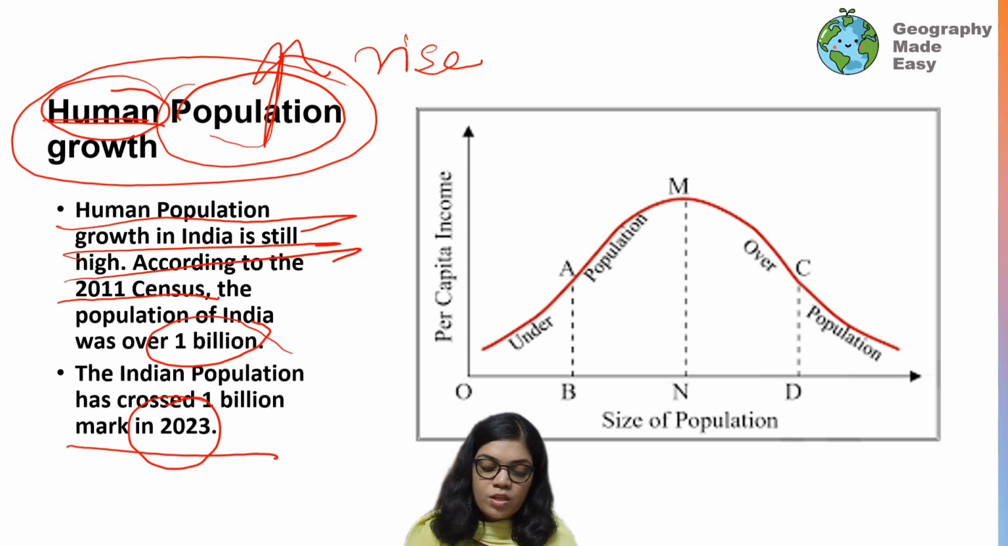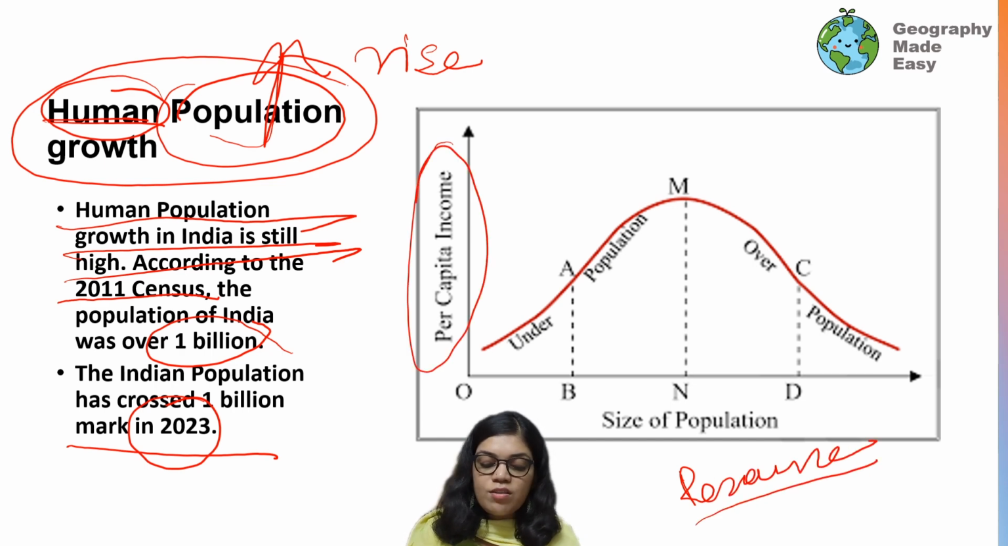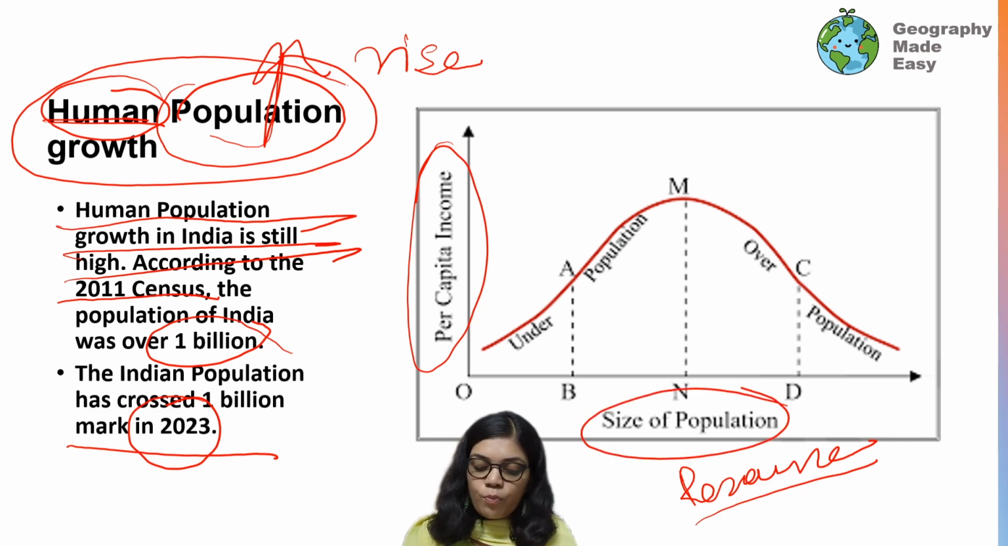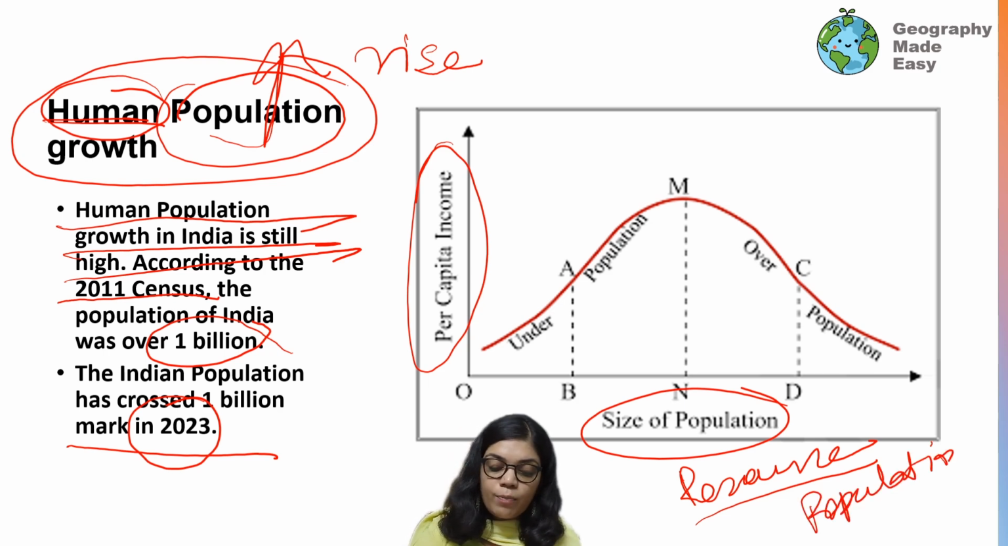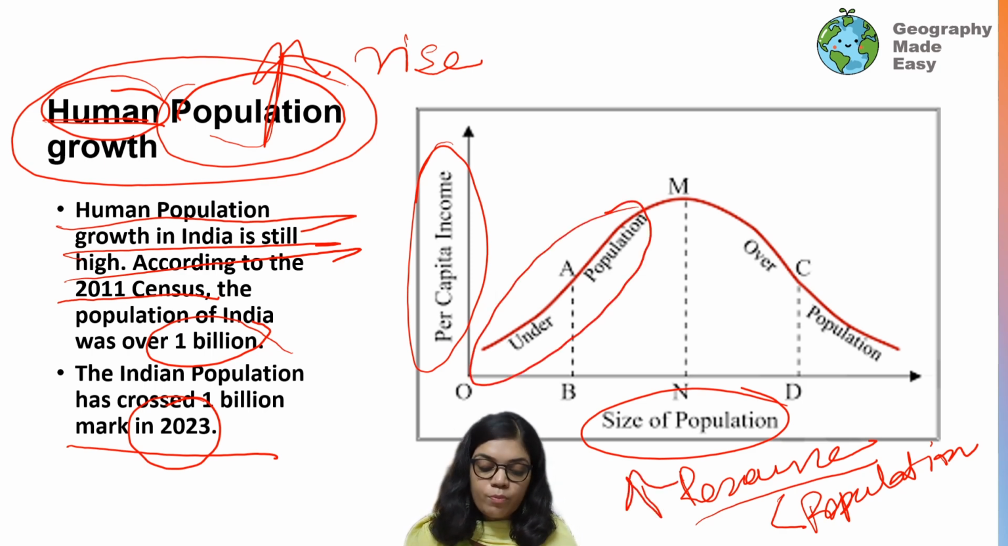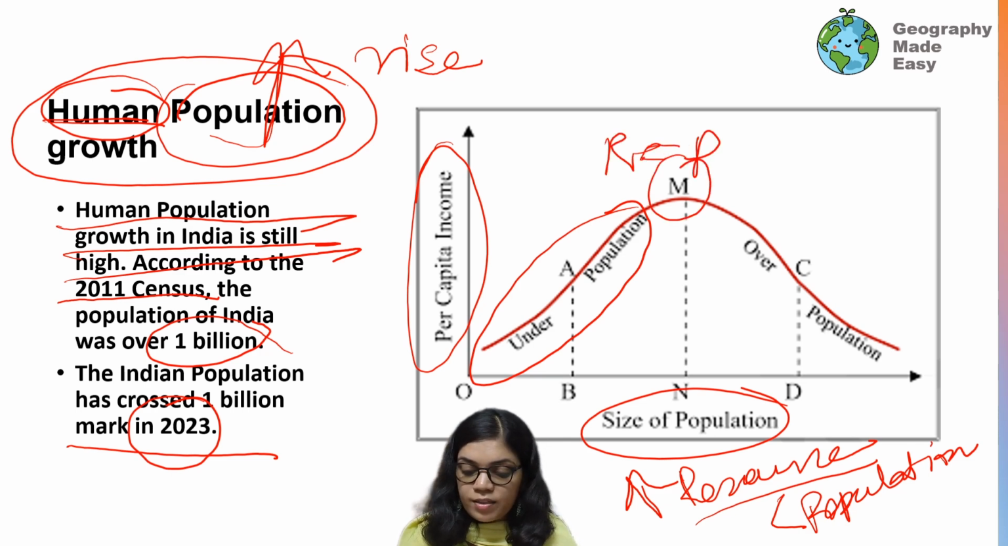Here we are looking at a particular graph where we are seeing resource, and in this case we are using economic resource. It's represented by per capita income when it is measured or compared with the size of population. So resource and population is always adjusted. So when the population is low and resources are high, we have the underpopulation stage. Where the resource is equal to population, we have the optimum population stage, and where the population is greater than resource, we have the overpopulation stage.